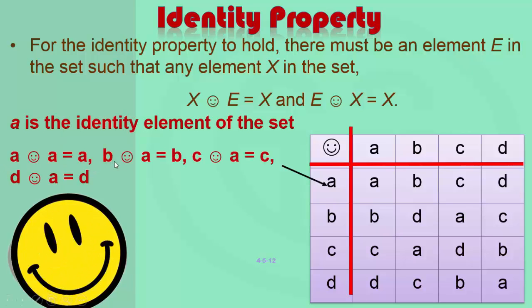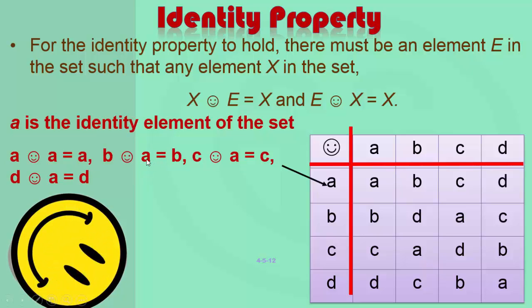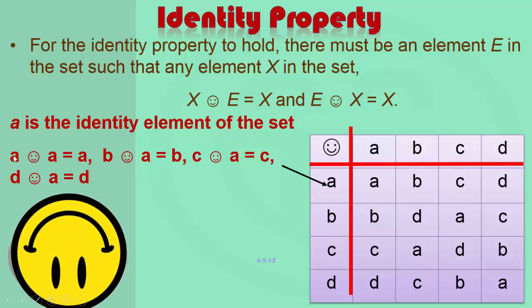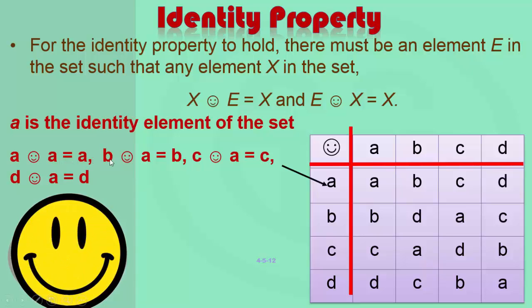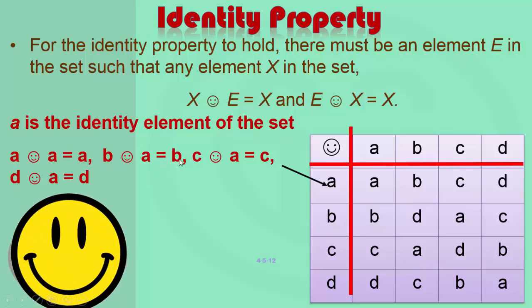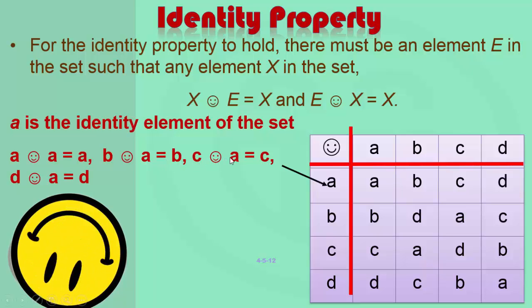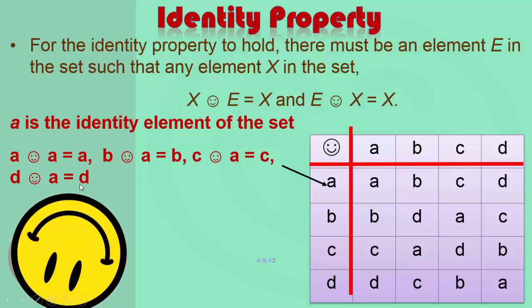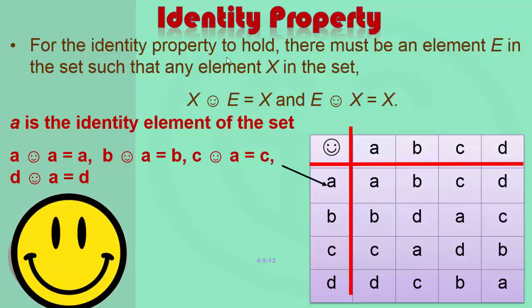So meaning that when we do the operation of smiley face using A on another letter, we get back that letter. So in the case A ☺ A, we get back A. B ☺ A, we get back B. C ☺ A, we get back C. D ☺ A, we get back D. This can also be done by inspection.